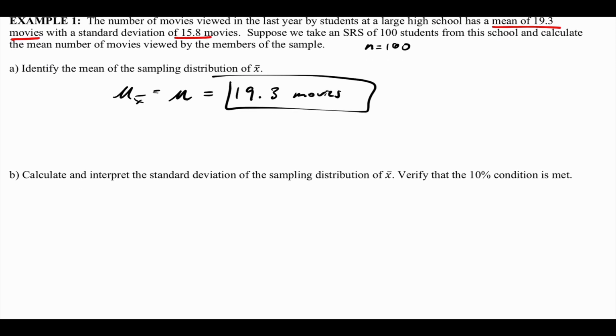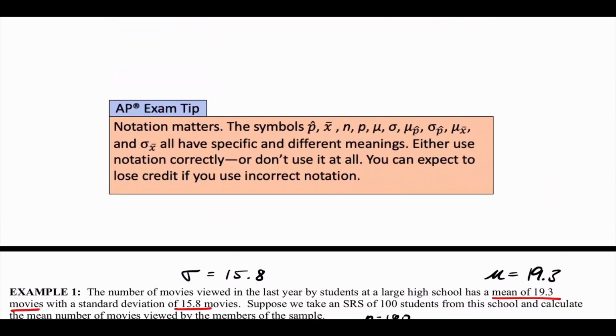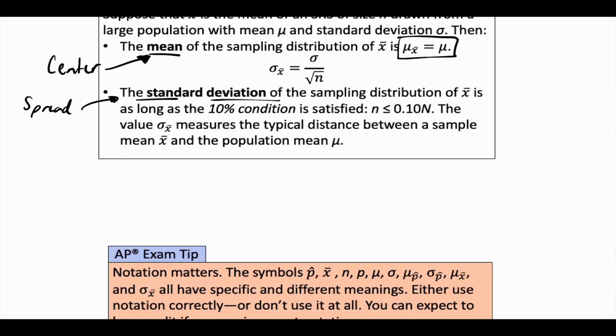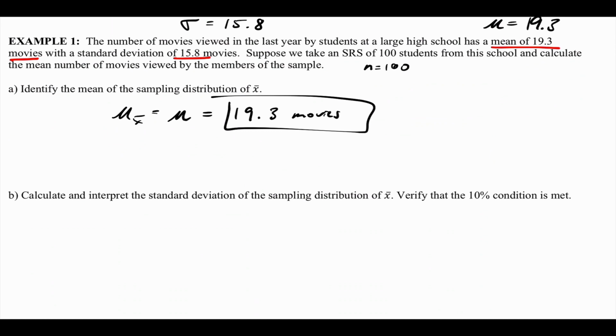B, calculate and interpret the standard deviation of the sampling distribution of X bar. We just talked about that. It's the formula, right? That tells me about the spread of the sampling distribution. A lot of times students say, oh, standard deviation, 15.8. No, that's for the entire population. They just want to know for the samples of 100.